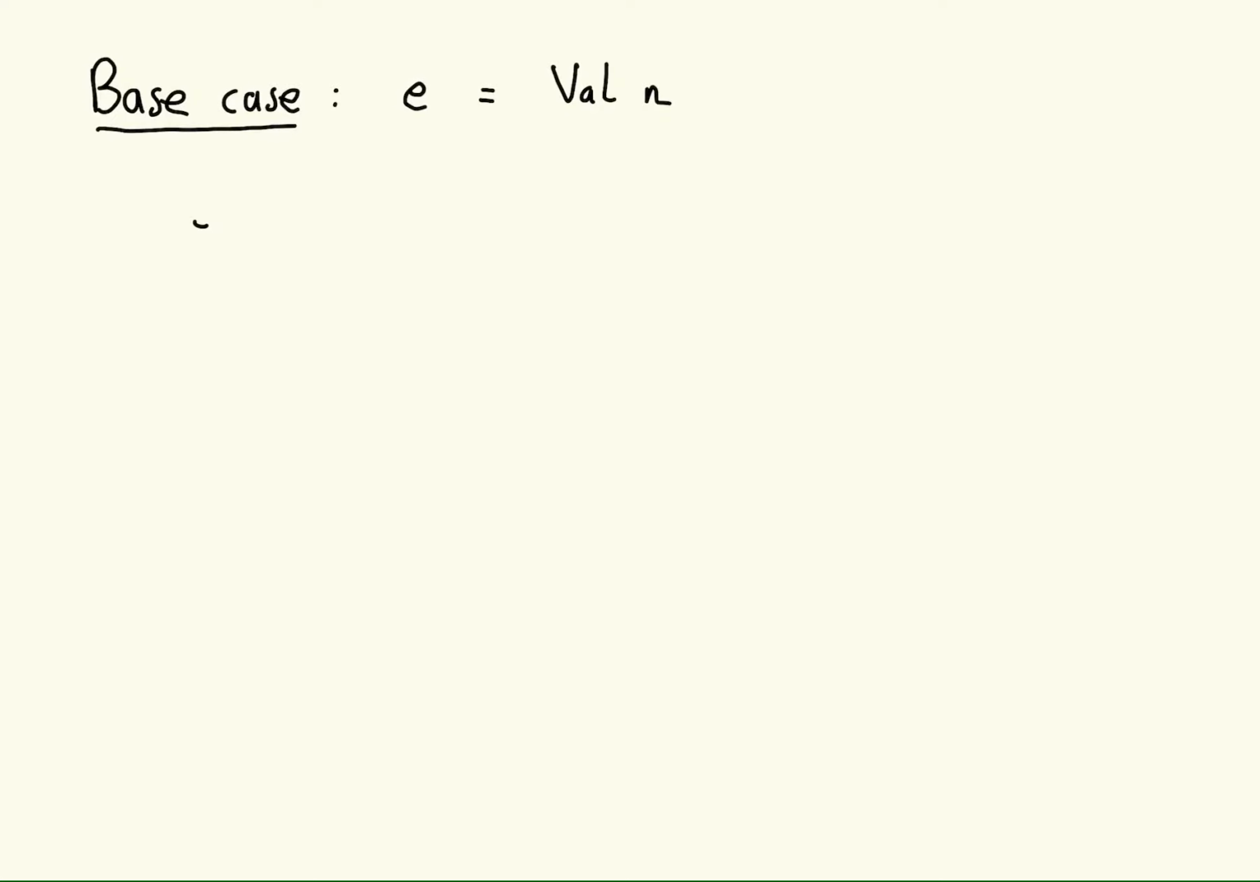On the left-hand side, we had executing the result of compiling the expression, and in this case the expression is just the value n, and then we have an initial stack, and then we want to see that this is going to be the same thing as the right hand side of our compiler correctness theorem. So what are we going to do? Well, it's very easy to see what to do in this case.